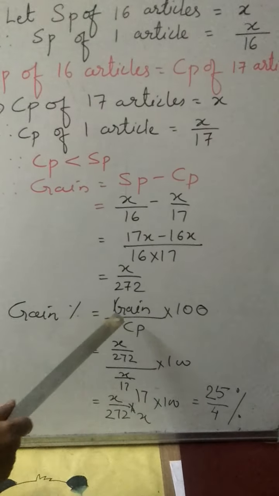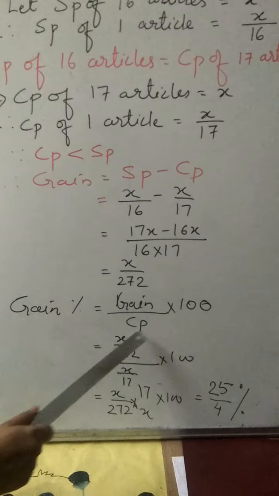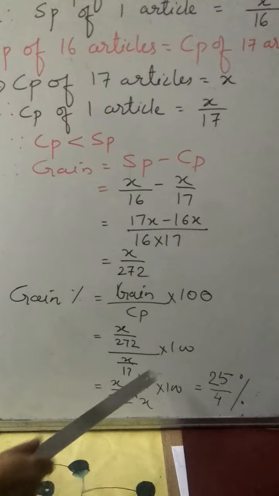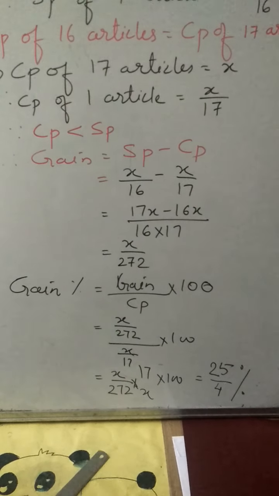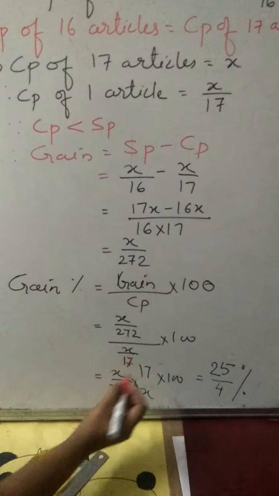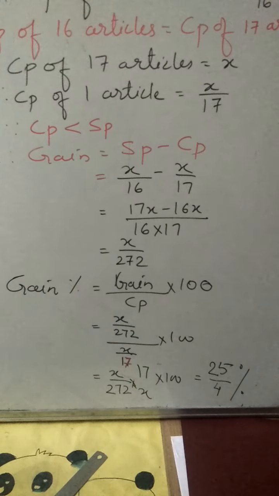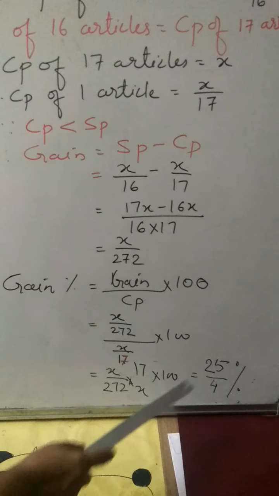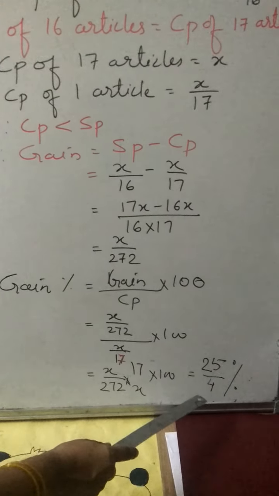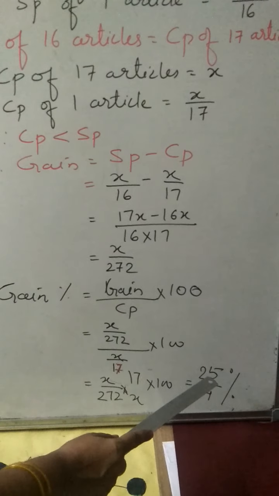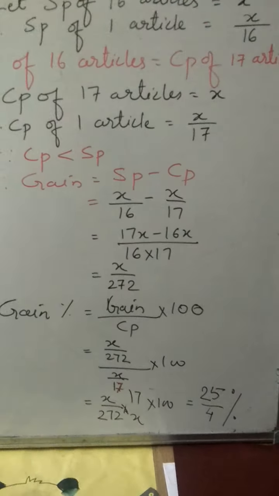Now you have to calculate gain percent. The formula is gain by cost price into 100. Substitute all the values. This is 17, X by 17. Then solve it and you will get the answer 25 by 4%. Again you have to convert this into a mixed fraction. That will be your final answer.